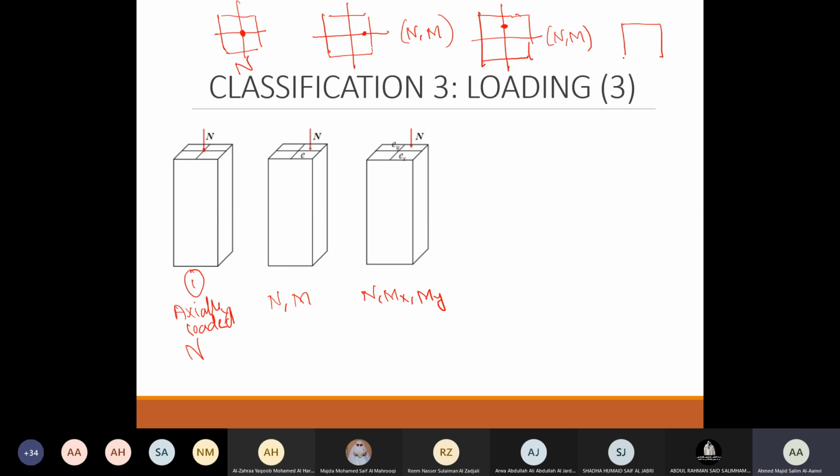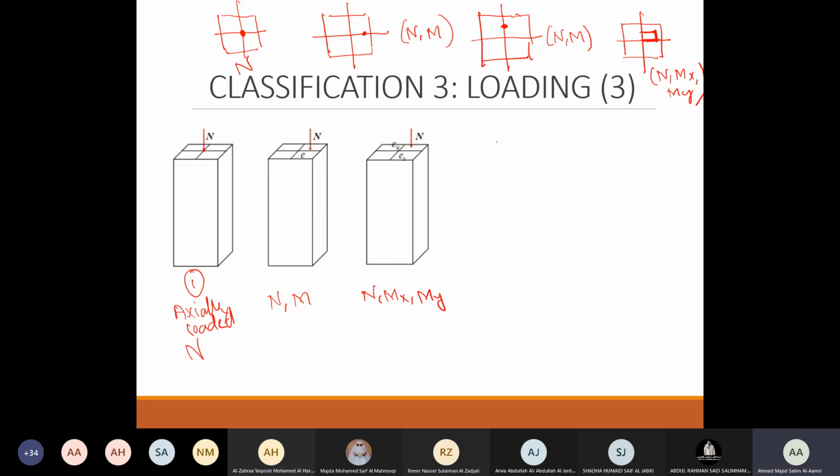Now the third scenario, what if we are having the loading here? In how many directions have you moved? Now two directions. So we have N, we have MX, and we have MY. So one load, two moments. One moment is due to the movement you have done here, and one moment due to the movement you have done in the other direction. Okay, so two moments. This case, we call it axially loaded and biaxial bending.